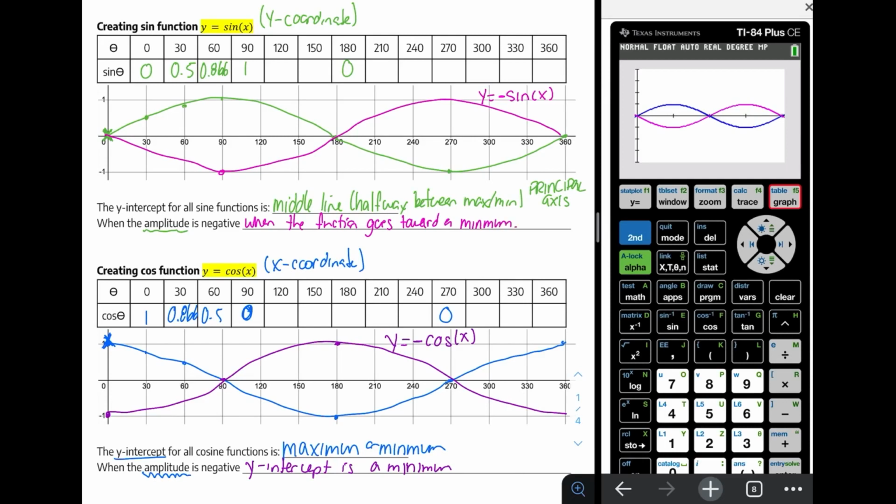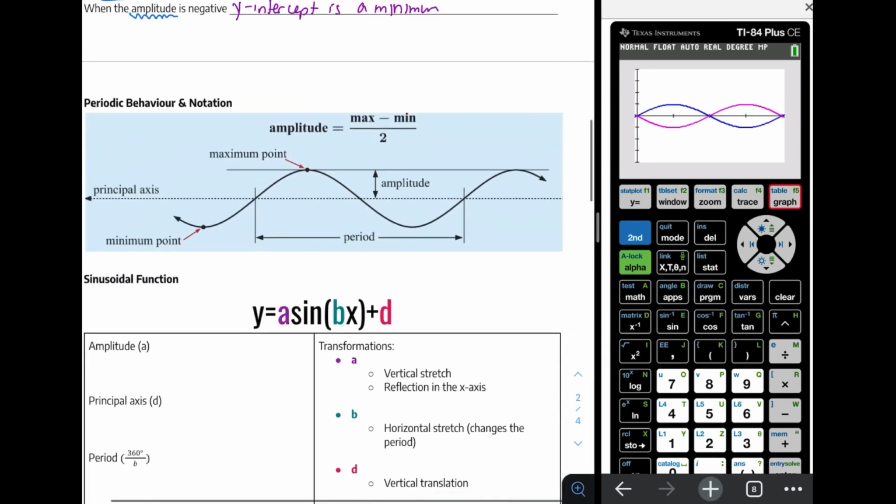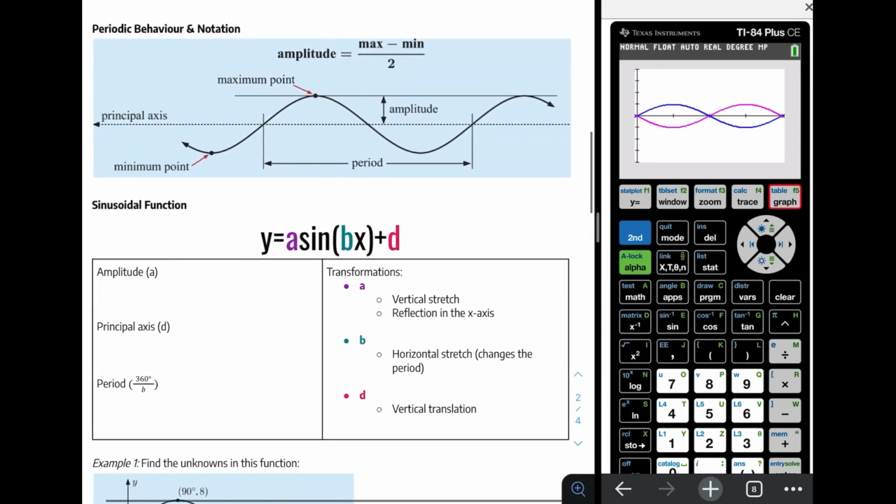Okay, now let's understand all these keywords that I just threw at us, amplitude and principal axis. For both a cosine and a sine curve, they have the same behavior. Both of them are oscillating repetitively, where we have a certain maximum that's being repeated and a certain minimum that's being repeated. The middle line, like I mentioned, is called our principal axis. And this is exactly halfway between our maximum and minimum.